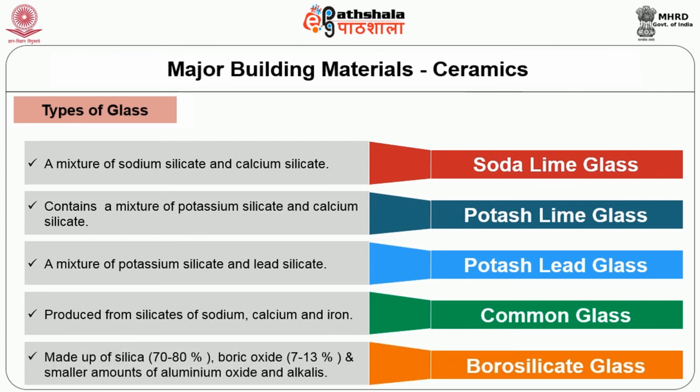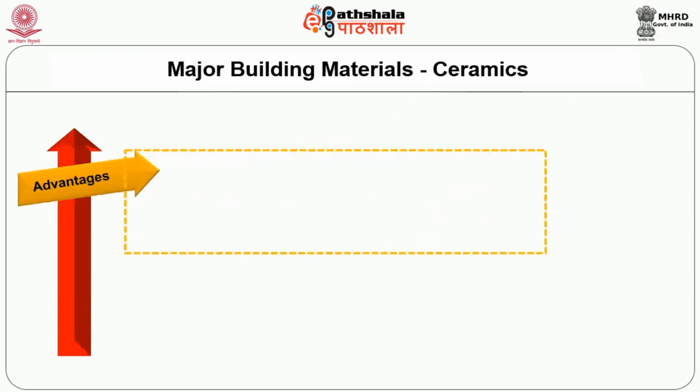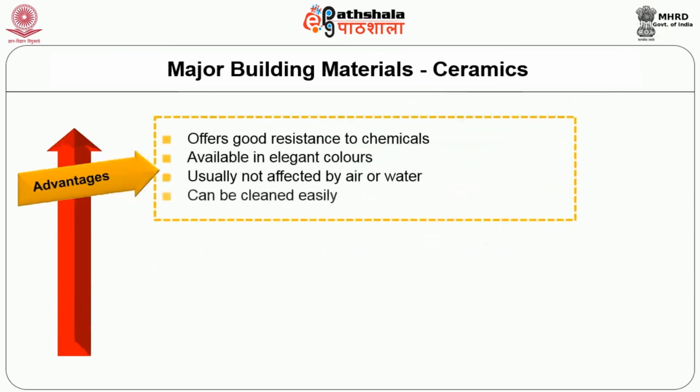Borosilicate glass is made up of silica 70 to 80%, boric acid 7 to 13% and smaller amounts of aluminum oxide and alkalis like sodium and potassium oxides. Advantages of ceramics: they offer good resistance to chemicals, are available in elegant colors, are usually not affected by air or water, and can be cleaned easily.